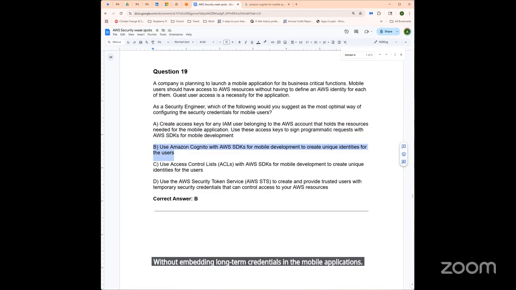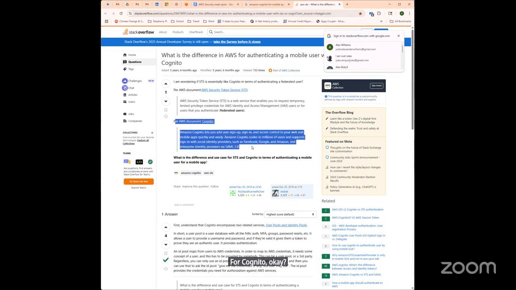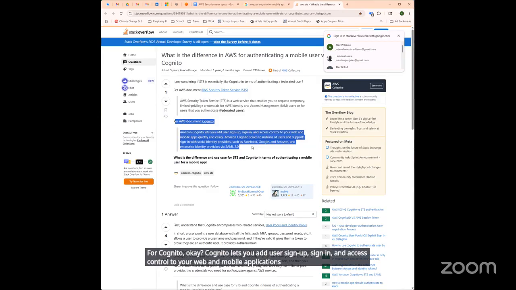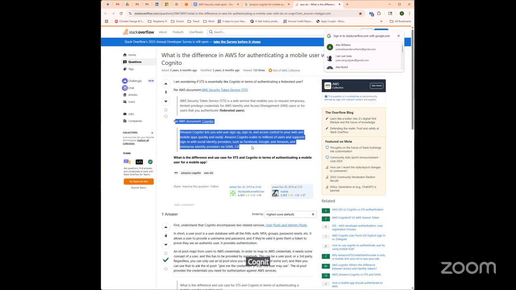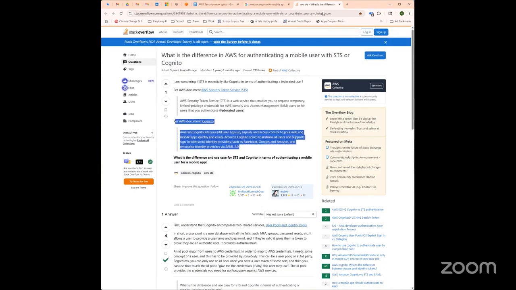Okay, so why is this a good fit? Cognito lets you add user sign up, sign in, and access control to your web and mobile applications quickly and easily. Cognito scales to millions of users and supports sign in with social identity providers like Facebook, Google, Amazon, and enterprise identity providers like SAML 2.0. That's a perfect one.